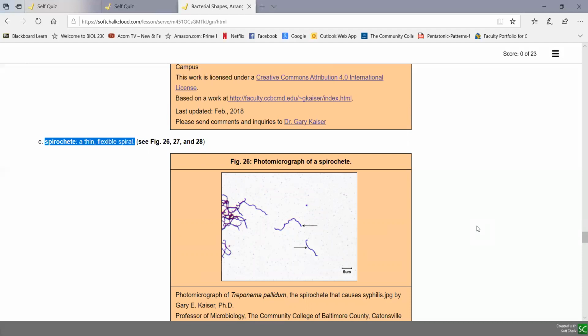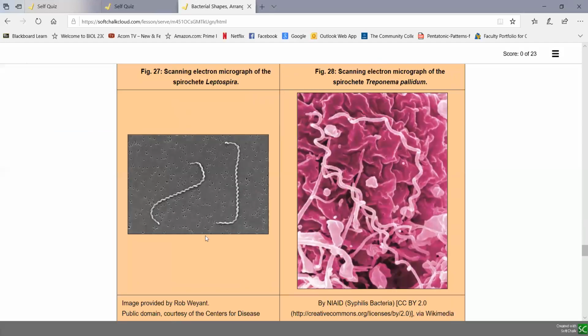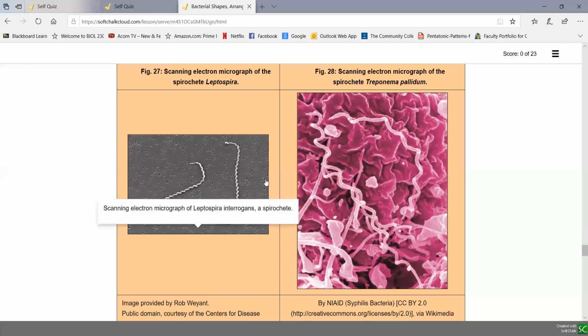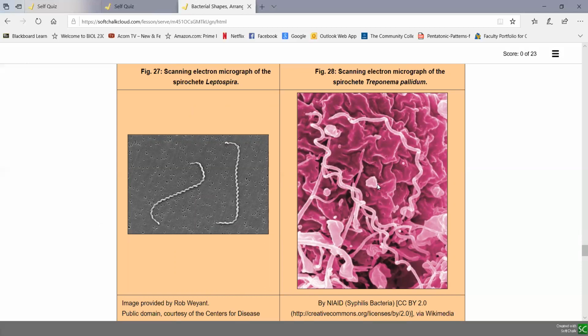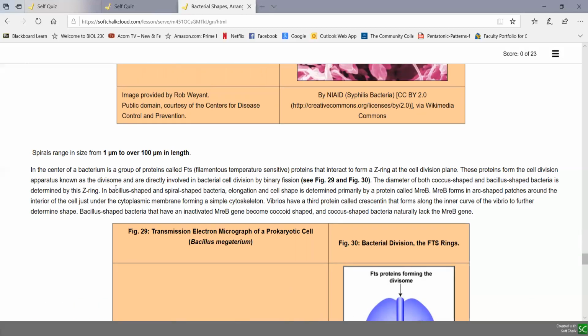So those are the three forms of spirals: Vibrio, Spirillum, and Spirochete. Here's a scanning electron micrograph of Leptospira. Again, a very thin spiral-shaped organism. And a scanning electron micrograph in figure 28 of Treponema pallidum, the syphilis spirochete. Now, these can get quite large when it gets to spirillum and spirochetes. A Vibrio is more the size of a bacillus. It can be as small as 1 micrometer long, but some of the spirillum and some of the spirochetes can get over 100 micrometers long. So these are quite large as bacteria go.